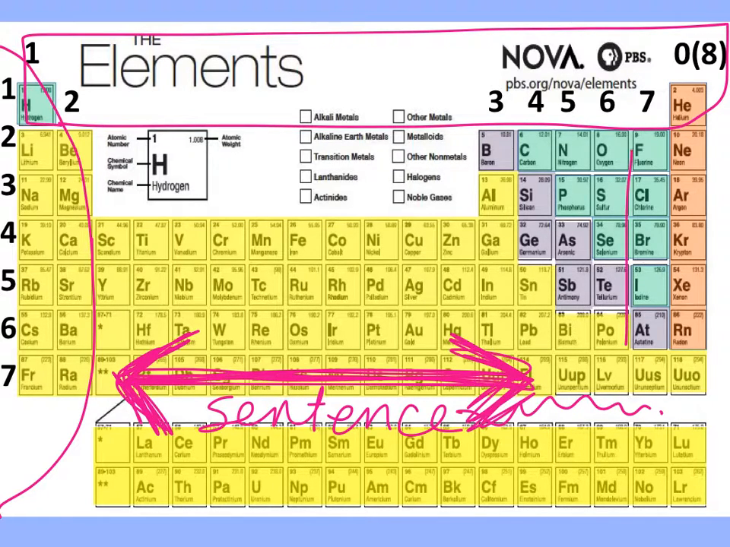Up and down then, these are our groups. So groups run up and down on the periodic table. So we label these up and down. And I always remember I'm hanging out with my group of friends, just chilling. I'm raising the roof. I'm lifting my arms up. That is my little trick to remember groups go up and down, periods side to side.